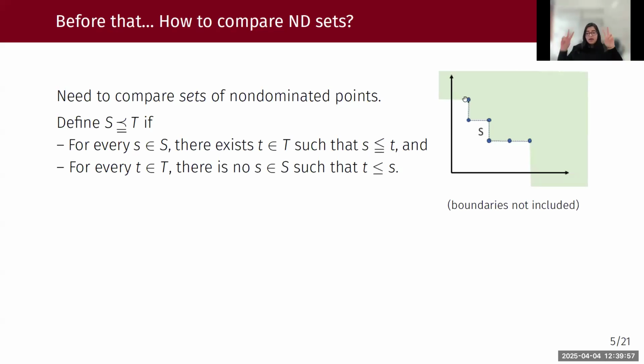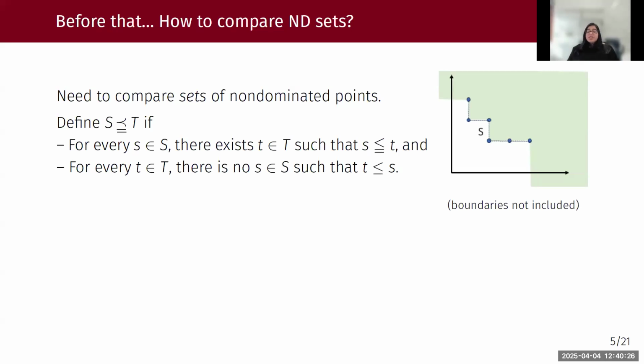Now, my optimal set, my non-dominated set, is a set of points in R^k. These points are mutually incomparable. We don't know how many such points there are going to be. So what we need is to define a way of comparing sets of non-dominated points, because any relaxation is going to have a different non-dominated set. And how do we compare these two sets?